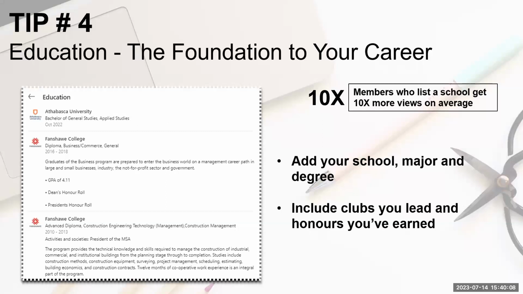So step number 4 is your education, which is the foundation to your career. You can see here that members who list a school get 10 times more views on average. So it's so important to make sure you list all your information. It's common for companies to recruit from certain schools, so this is key. Your education section says a lot about you, especially to those potential employers and your former classmates who are looking to reconnect with you.